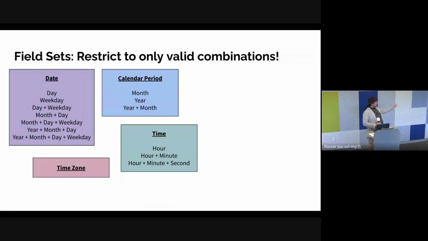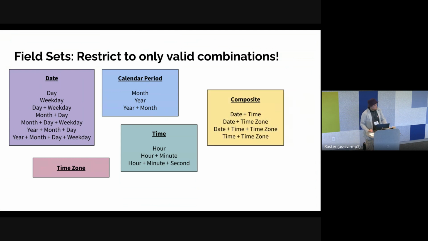Then we have the time zone. We're in Pacific Daylight Time right now. That's your time zone. That's another field you can have. And then very importantly is the composite field set. These are the ways that you can compose these things together.